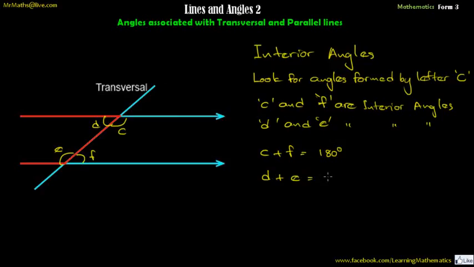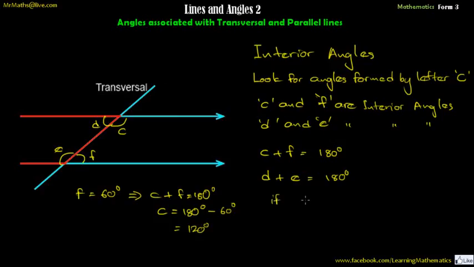For example, if F is 60 degrees, then since C plus F is equal to 180, C is equal to 180 degrees minus F, which is 60 degrees, which is equal to 120 degrees. Similarly, if E is 120 degrees, then D plus E is 180 degrees, so D is equal to 180 degrees minus 120 degrees, which is 60 degrees.